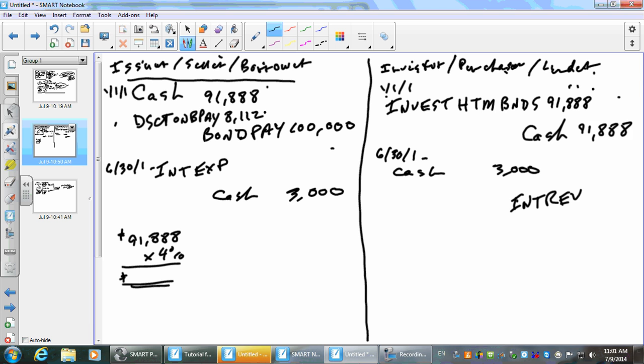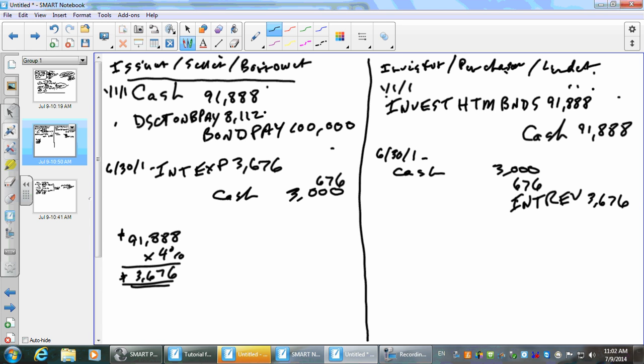What's 4% times 91,888? 3,676. We'll round it. In real life, of course, you would go to the base. That's how much interest expense these guys have. So how much interest revenue does the investor have? Same thing. Oh, big deal. So guess how much of the discount gets amortized, seeing as debits have to equal credits? 676. Right? 676. Make your journal entry balance.